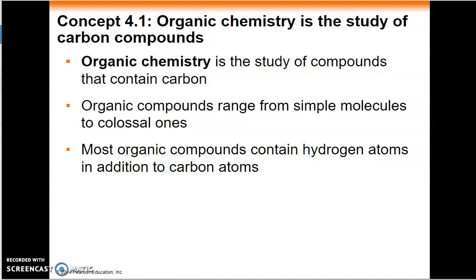The overall percentages of the major elements of life, carbon, hydrogen, oxygen, nitrogen, sulfur, and phosphorus, are quite uniform from one organism to another. Because of carbon's versatility, these few elements can be combined to build an endless variety of organic molecules.